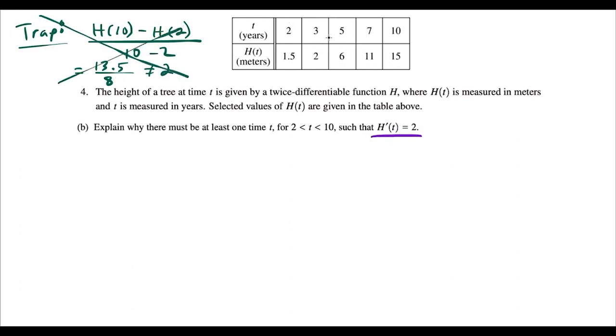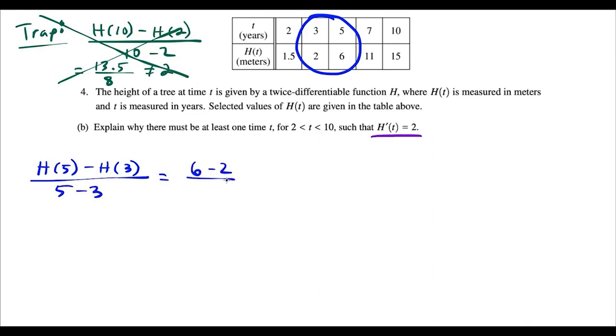So what we have to do is go on a scavenger hunt for 2 points that have a slope equal to 2, and these are the points here. So what we're actually going to have is h of 5 minus h of 3 over 5 minus 3. And if we complete this, we have 6 minus 2 divided by 2, and 4 divided by 2 is equal to 2. So there are our 2 points that we need.